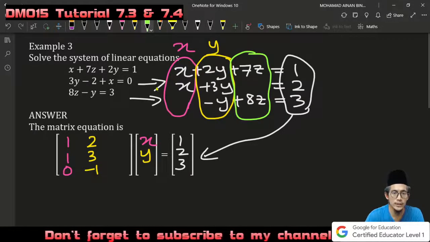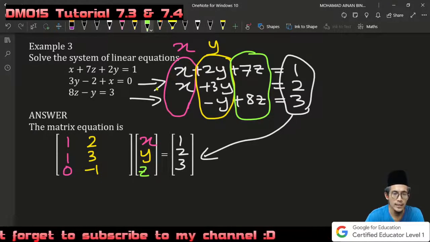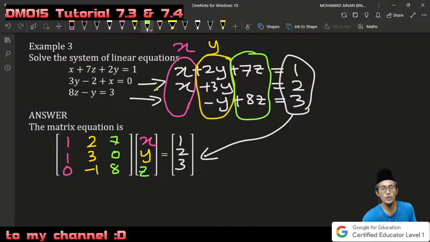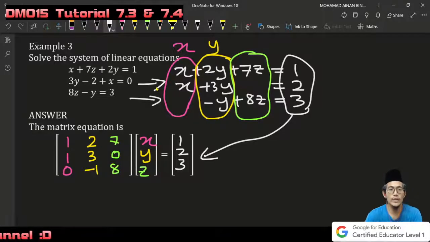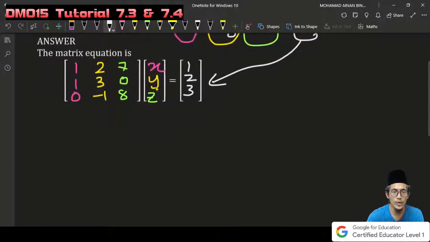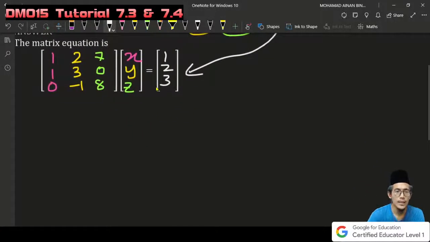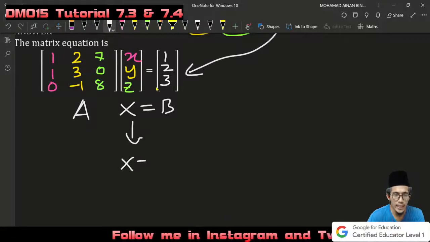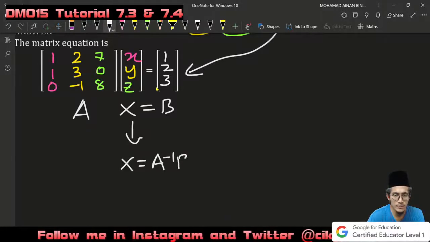And last but not least, the variable for Z are 7, 0, and 8. So from here, we already get the matrix equation, and then we are going to solve it. How to solve it? We know this one is A, this one is X, this one is B. So we get X equals A inverse B.